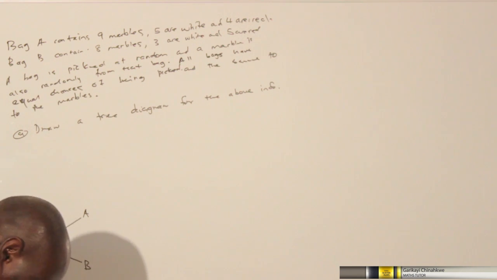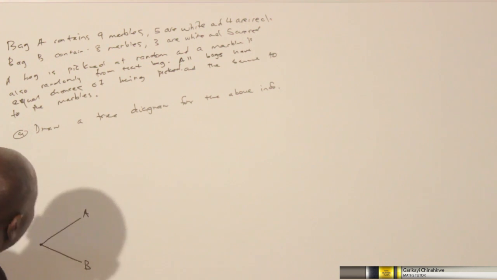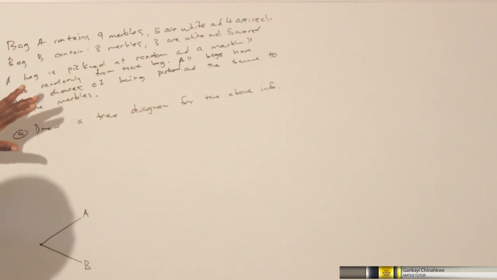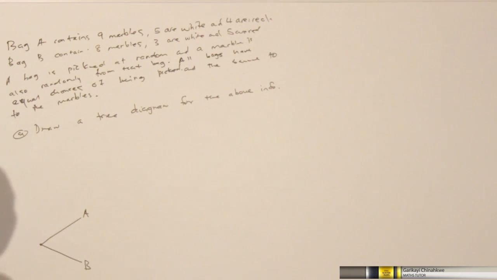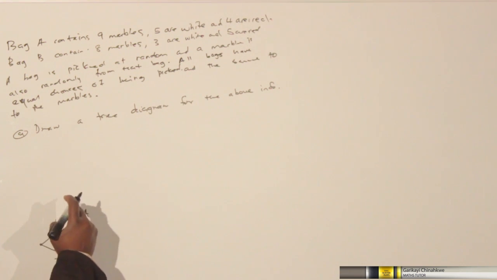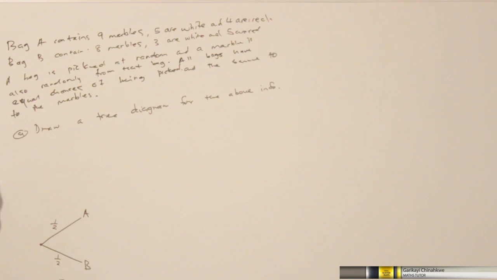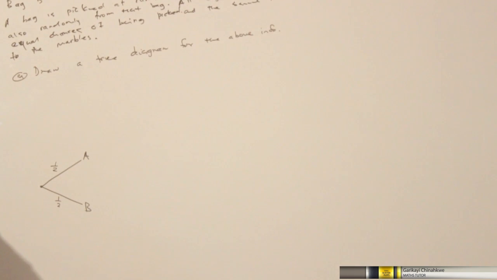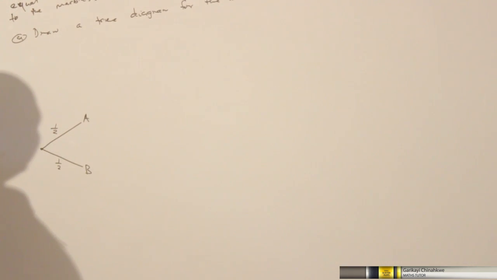And we are told bag A contains 9 marbles. All right, so what is the chance of picking bag A? It is half, because there are 2 of them, they're equal bags. So it's a half. They've got the same chances of being picked. So the chances of picking bag A is half, the chances of picking bag B is half. Then 5 are white and 4 are red.